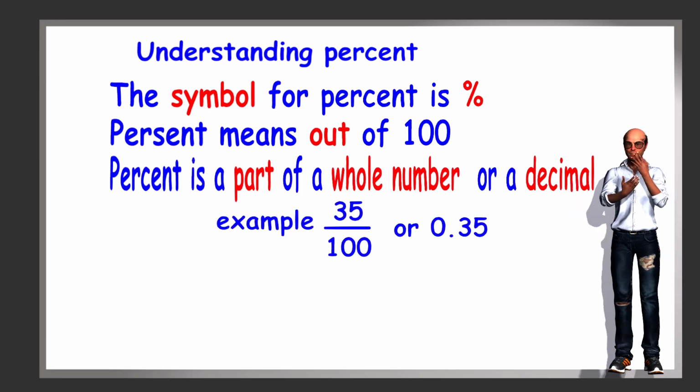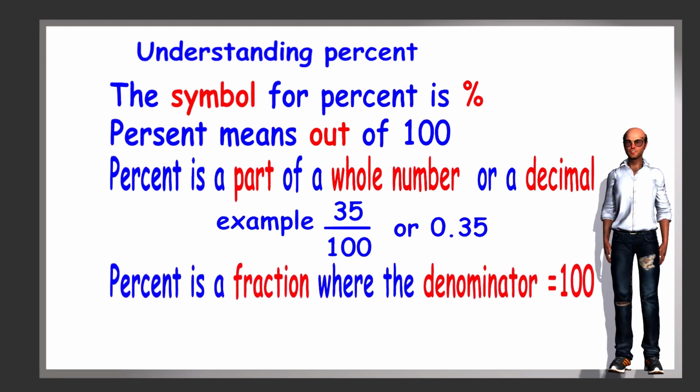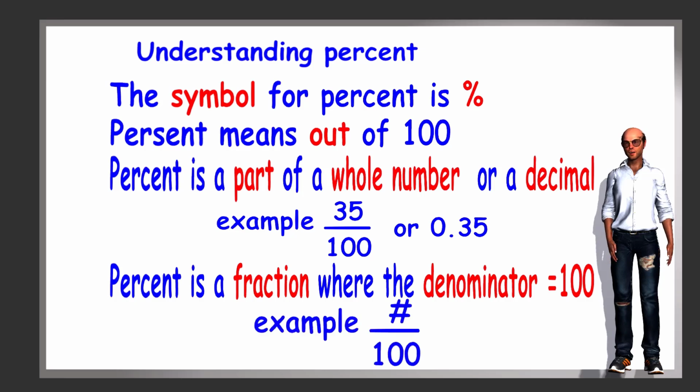Let's say 35 out of 100. Now in a fraction that would be 35 divided by 100, which will equal 35%. Now as a decimal it would be 0.35, which gives you 35%. As a fraction the denominator will always be 100.